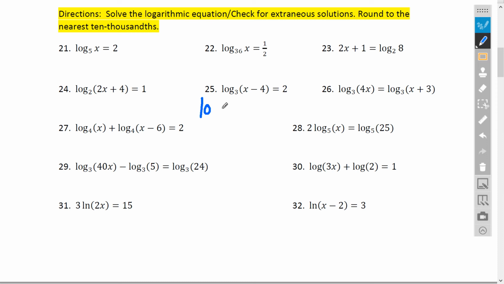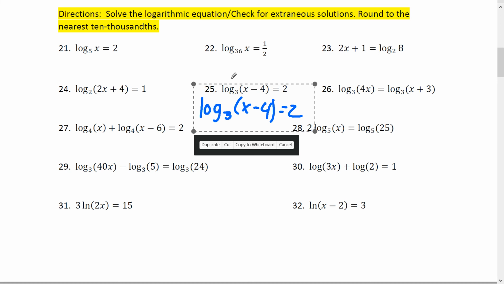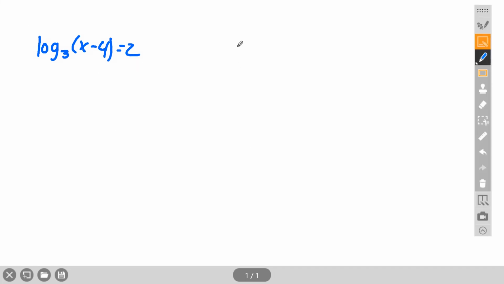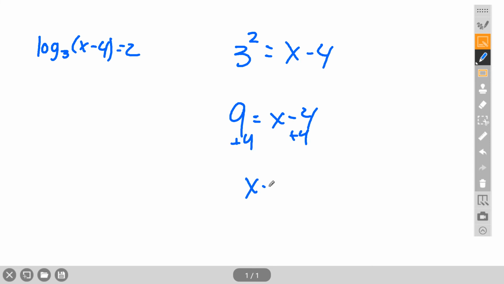Number 25, log base 3 of x minus 4 equals 2. Okay, so we change this to exponent form. So 3 to the second power equals x minus 4. So 9 equals x minus 4. Add 4 on both sides, x equals 13.